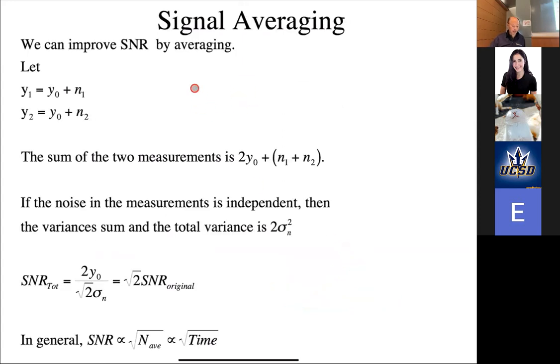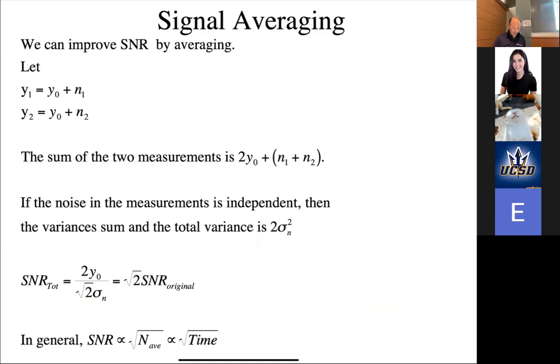Okay, so I just want to remind you that in science in general, or statistics or whatever we do, signal averaging is really important. That's how we reduce the noise. If I have two measurements of the same thing, Y1 equals Y0 plus N1, Y2 equals Y0 plus N2, and I sum the two measurements, I get 2Y0 plus N1 plus N2. But if the noise is independent, then the variances sum and the total variance is 2 sigma n squared. So when I look at the SNR, I get this 2Y0, but the standard deviation is the square root of 2 times larger. And so that's why I get the square root of 2 times the original SNR.